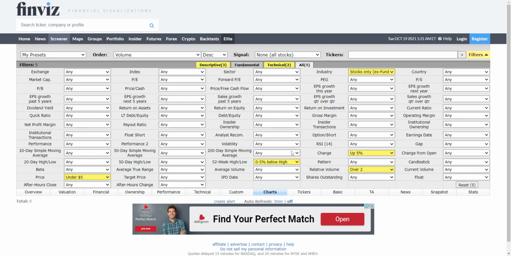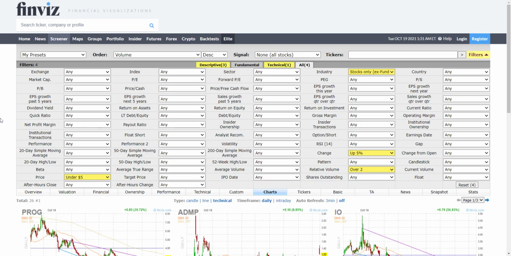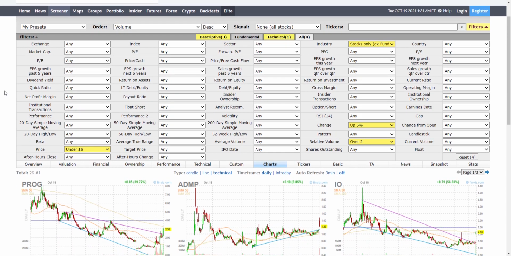5, 4, 3, 2, 1. After that, bam, click on right here and click on all, and go try it like this. 5, 4, 3, 2, 1. Screenshot that, and this is it for today.